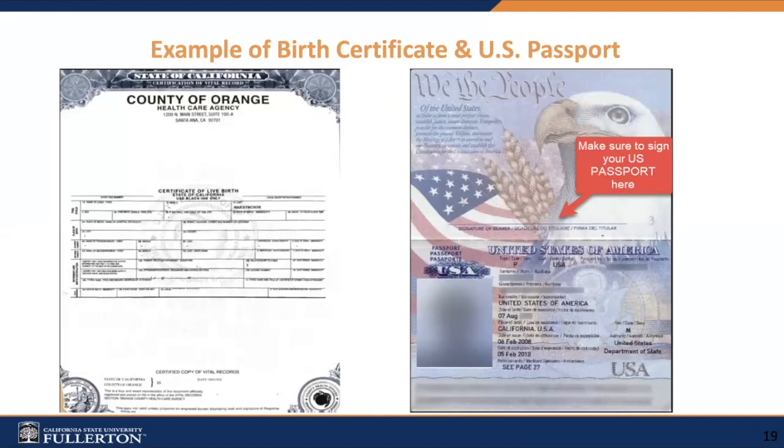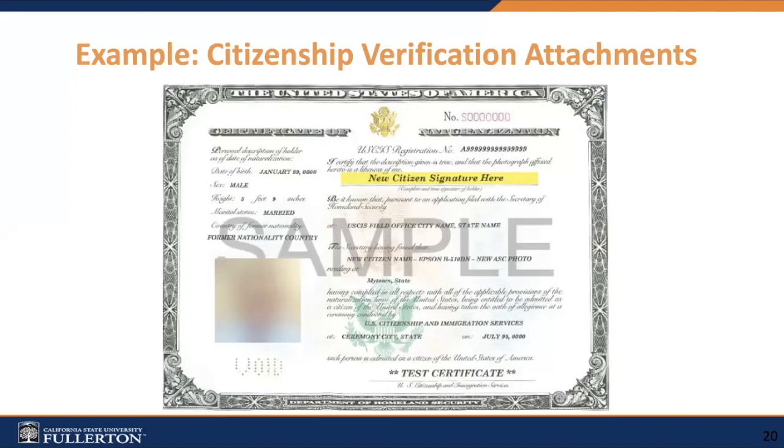Here we can see examples of a birth certificate and a United States passport. If you are submitting the citizenship verification form with your passport, please be sure that the passport is signed. Here we can see an example of the naturalization certificate. If you are submitting this attachment with the citizenship verification form, please be sure that the certificate is signed.